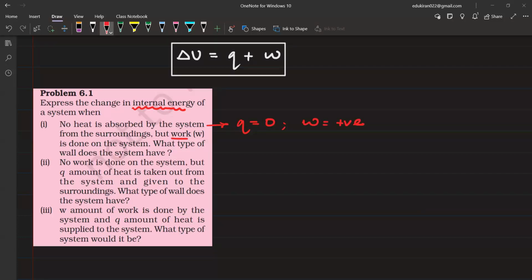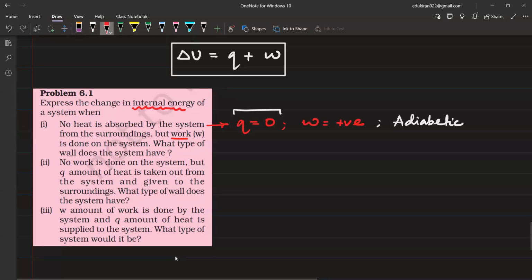अब बताइए यहाँ पे what type of wall? Wall मतलब boundary. What type of wall is there? इससे आप बताइएगा. देखिए जो चीज 0 रहती है ना उससे वॉल का पता चलता है. बताइए जरा, Q is equal to 0 का क्या मतलब हुआ? Which wall? Adiabatic. Very good. Q is equal to 0, no exchange of heat. That is why it will be adiabatic.